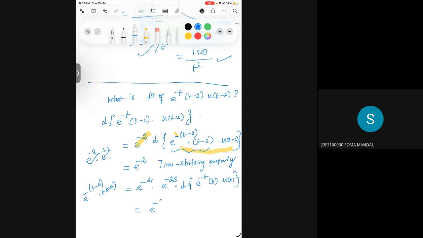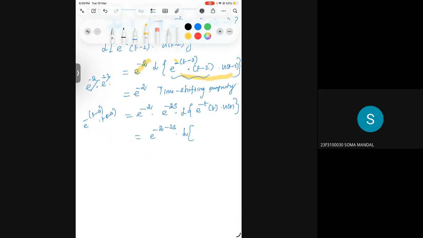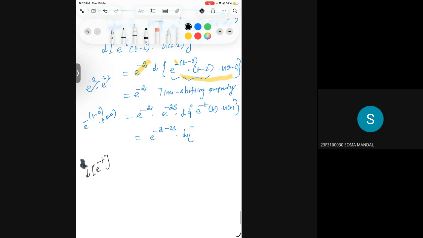So this will give me e power minus 2 into Laplace of, okay, it's a little complicated here. Laplace of e power minus t, we know, is 1 by s plus 1. So Laplace of t into e power minus t, how will it be? 1 by s plus 1 the whole square. U of t is 1, it's the unit step, so we leave that as it is. So 1 by s plus 1 the whole square.